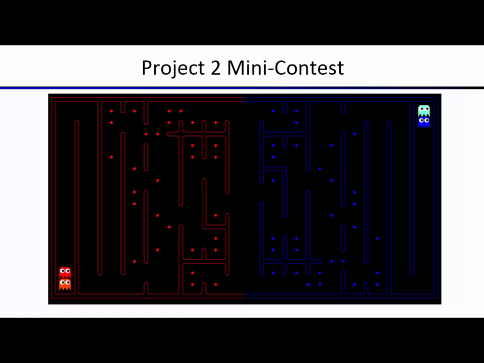When you eat dots, you don't immediately collect score for it. You actually need to bring them back to your own side to get the points for the dots you collected. All right, let's take a look at the top scoring teams. We have top 10 here.